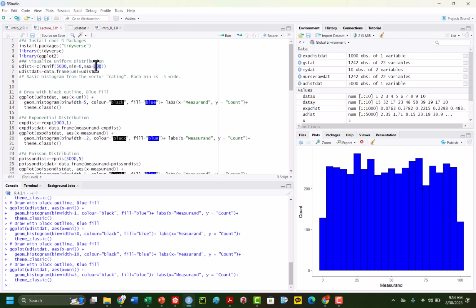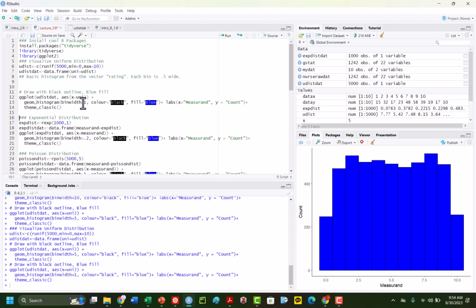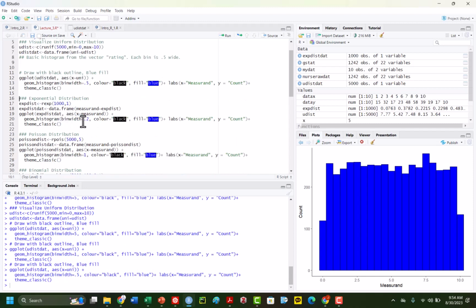We can change the values here. So I could just change the max to be 10 and replot everything. So now the bin width of 5 is too small, so we probably want a bin width of 1 at least, or even probably 0.5. So again, you could change some of those parameters. The uniform, there's not much to play around with.